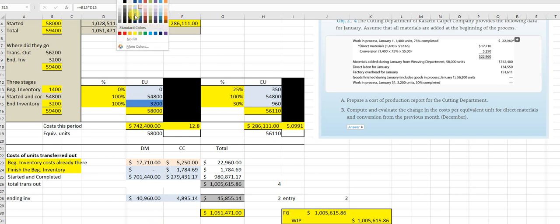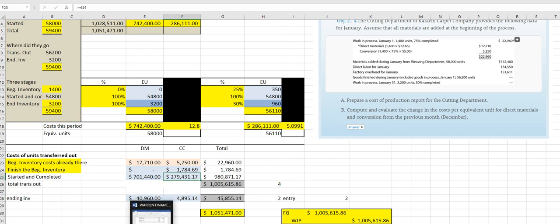Make that a little darker blue since it's ending inventory. And so I take 350 times 5.0991 and get 1,784, and I take 54,800 times 5.0991 and I get 279,431. Okay, and again, this may be a little bit due to rounding. If I make this more decimal places, you can see it keeps going there. Okay, but anyway, so if you're off a few cents due to rounding, don't sweat it.